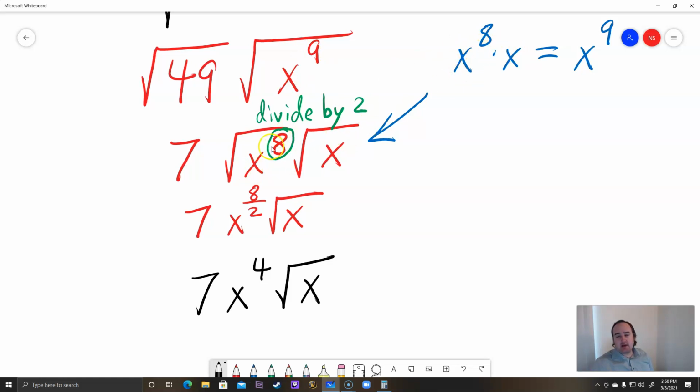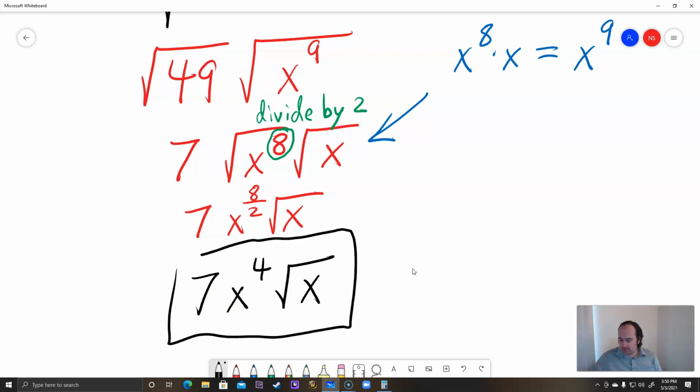Because x to the 8 has an even exponent, I was able to divide it by 2 and simplify it. But if you started with this odd exponent, we couldn't simplify it, because 9 is an odd number, and you don't want to write your answer as x to the 9 over 2. So we have 7x to the 4th times the square root of x, and that's our final answer. Okay, cool.